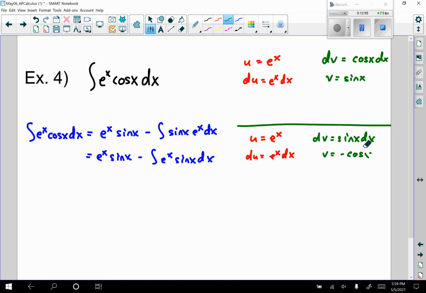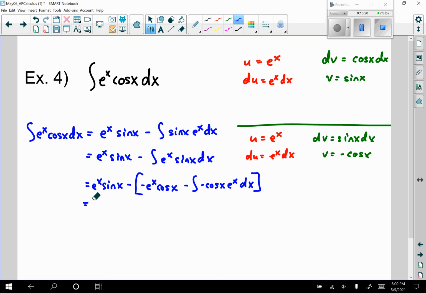So now du still equals e to the x dx, and v this time is going to equal negative cosine x. So now we're going to have, first term stays the same, minus the quantity because we have to repeat the process, u times v. So I'm going to write this as a negative e to the x cosine x, then minus the integral of v du. So we have another negative cosine x times e to the x dx.